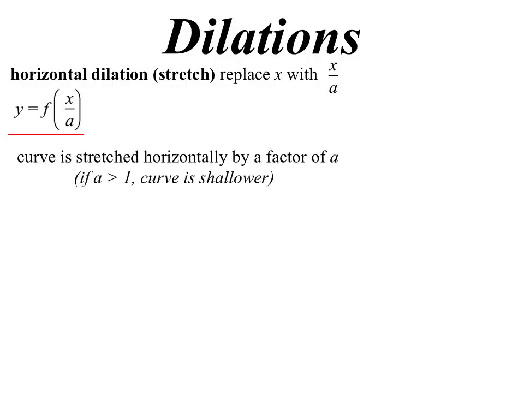So we replace x with x on a. It's going to be stretched horizontally, so if a is greater than 1, it'll become shallower. If that a was less than 1, imagine pushing it in now, it becomes steeper. So that's the effect on the curve.